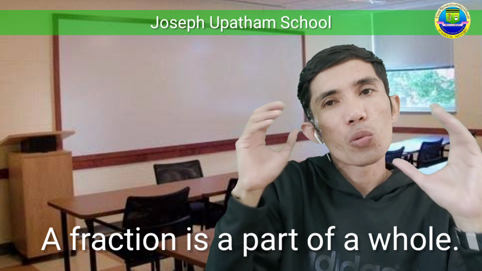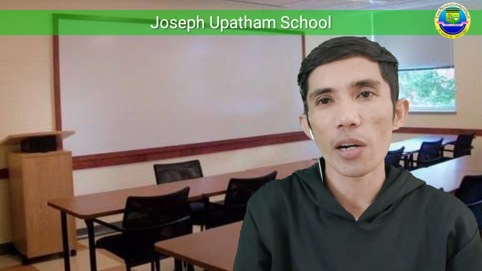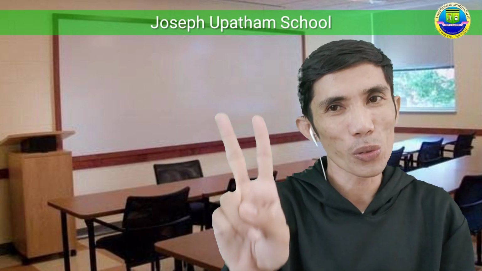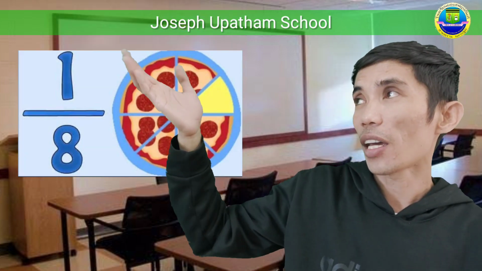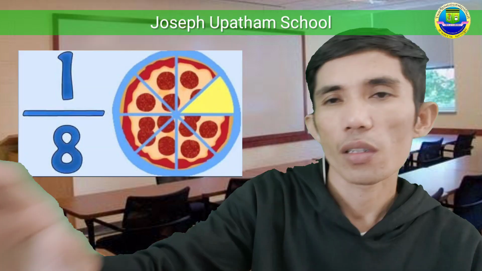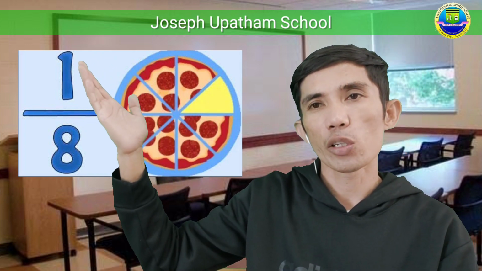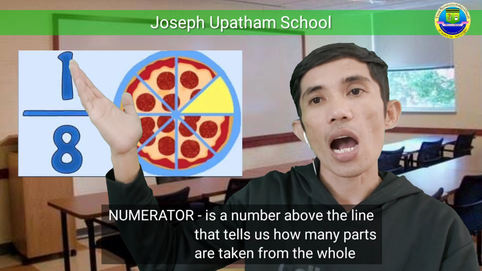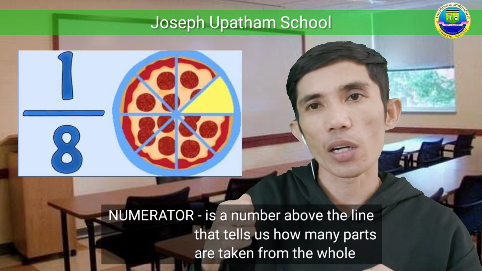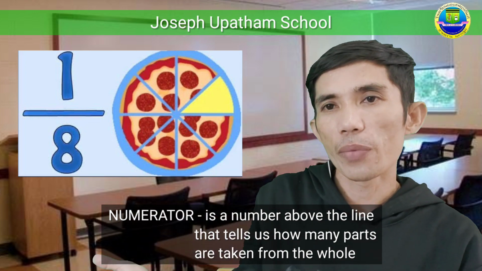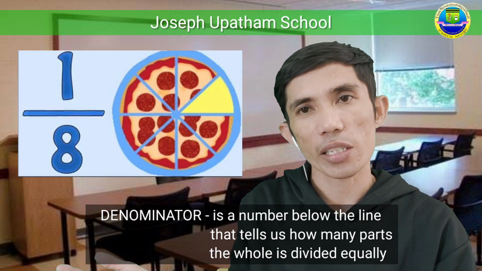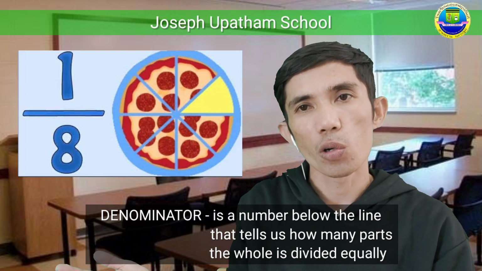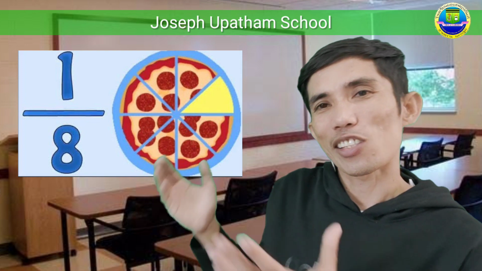Now, to write a fraction as a number, we need to use two numbers and a bar line. One above the line and one below the line. The number above the line is the numerator, which tells us how many parts are taken from the whole. And the number below the line, we call the denominator, which tells us how many equal parts the whole is divided into.